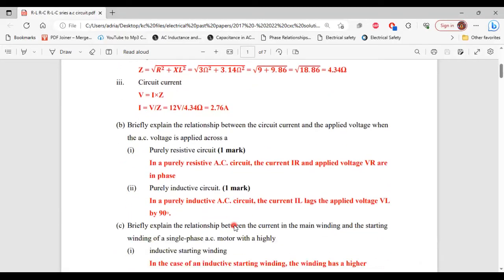For part B, it says briefly explain the relationship between the circuit current and the applied voltage when the AC voltage is applied across a purely resistive circuit. So that's for part 1. In a purely resistive AC circuit, the current and the applied voltage are in phase. Part 2, purely inductive circuit. In a purely inductive AC circuit, the current lags the applied voltage by 90 degrees. All right, so that's it for part B.